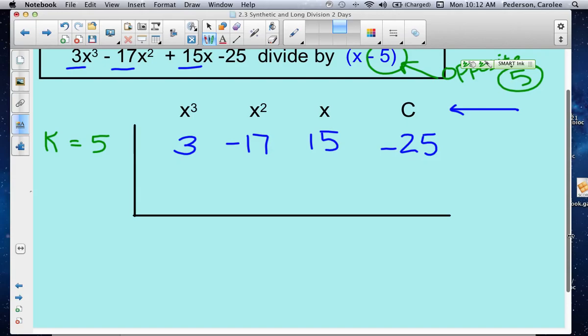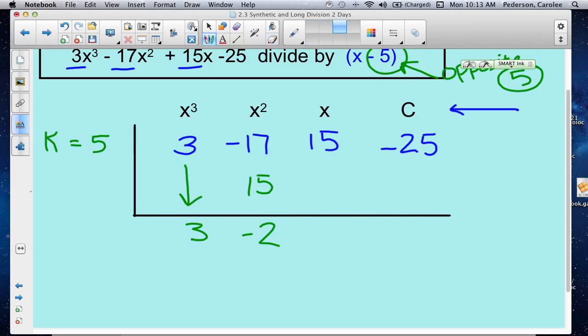So the first thing you do is you bring down the first term. Now anything that's underneath this box is going to multiply to that 5. So 3 times 5 is 15. So that's going to go right underneath the next term. Now the columns is what you always add. So now negative 17 plus 15 is negative 2.